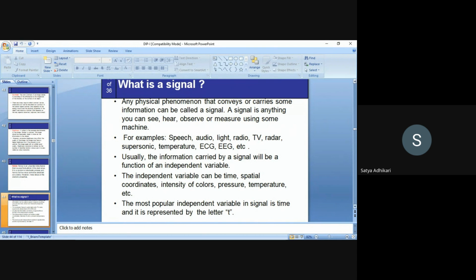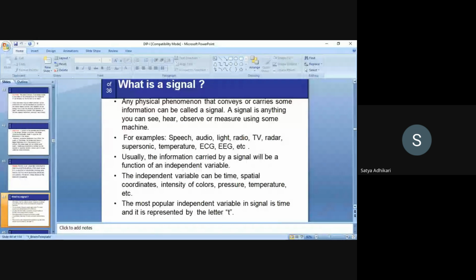The information carried by the signal is a function of an independent variable. The independent variable can be time or spatial. Basically, we are associated with time. So the signal is measured with another variable, known as time. The independent variable can be time, spatial coordinate, intensity of color, pressure, or temperature.